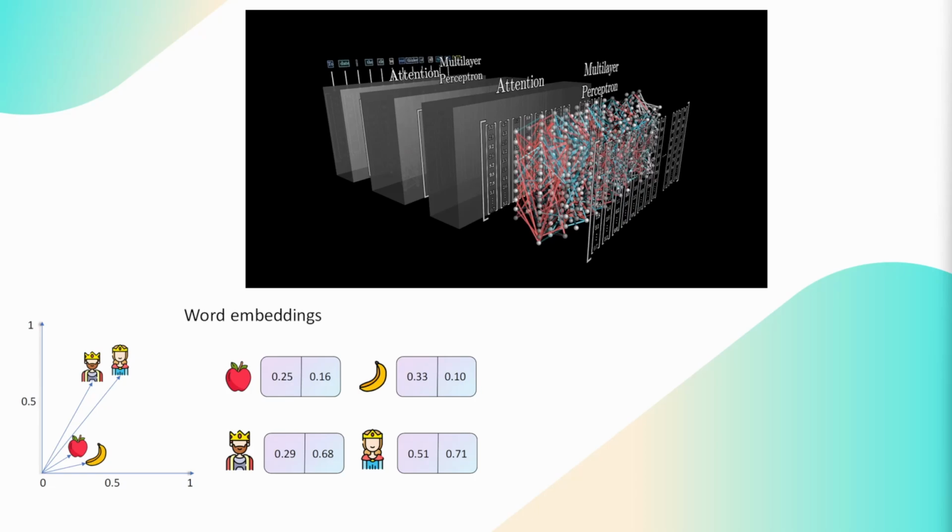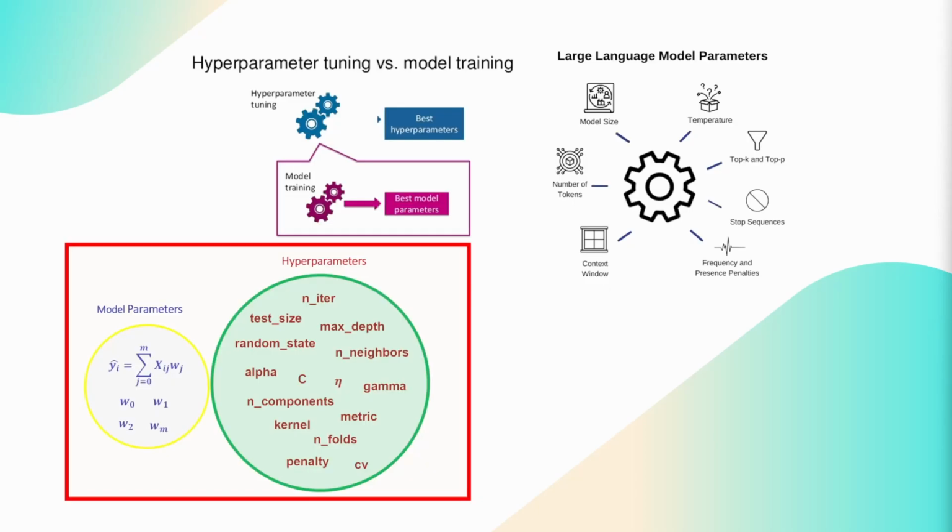Now let's quickly recap hyperparameter tuning. If you've worked with machine learning models, you know that choosing the right settings can make or break your model's performance. Hyperparameters are the settings you manually configure before training a model, like the learning rate, the batch size, and the number of epochs. These values control how the model learns and how long it takes to train.